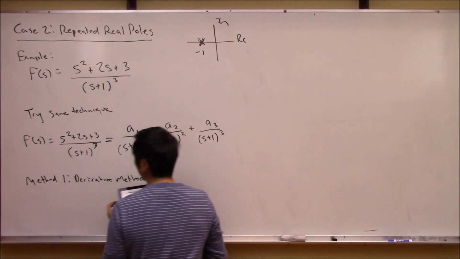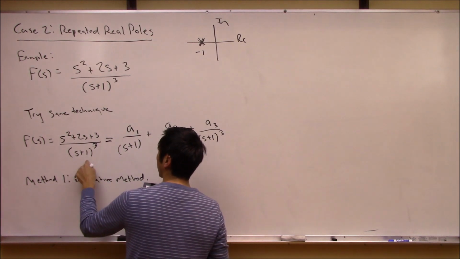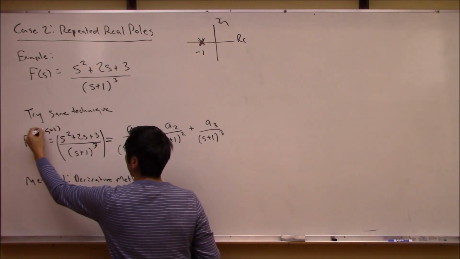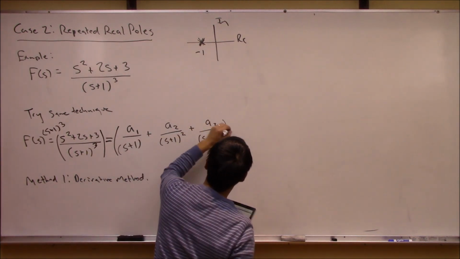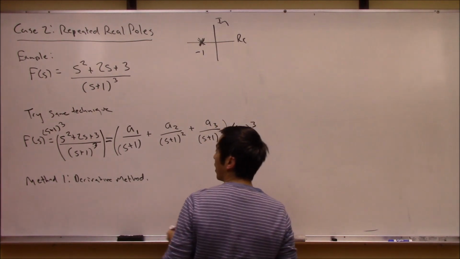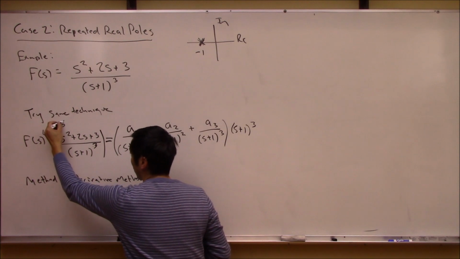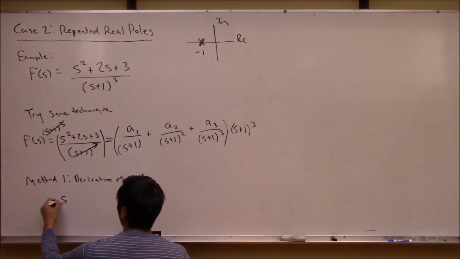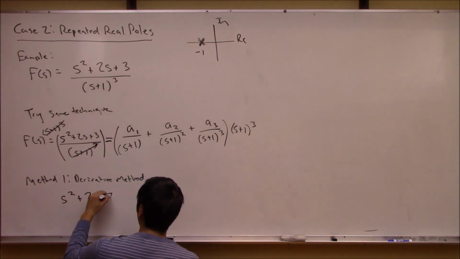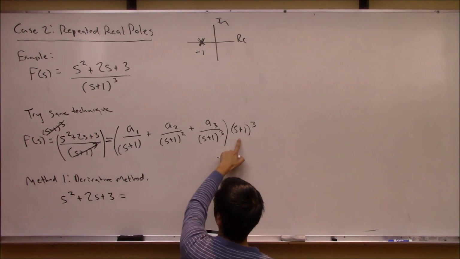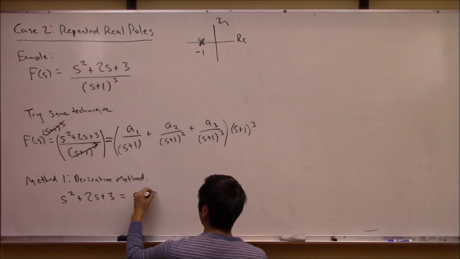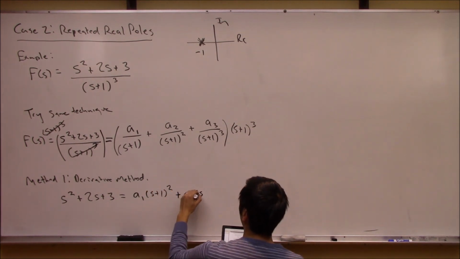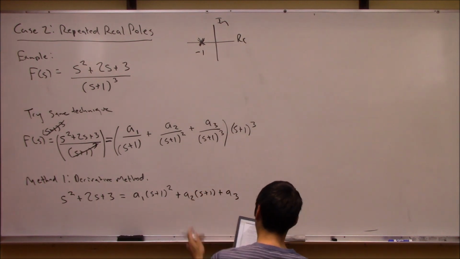Okay, so what we're going to do is multiply both sides by this term s plus 1 cubed. We take the left-hand side, multiply it by s plus 1 cubed, and take the other side and also multiply by s plus 1 cubed. This is nice because this s plus 1 cubed is going to cancel with that entire s plus 1 cubed. So the left-hand side is just s squared plus 2s plus 3, is equal to, and on the right-hand side we're going to be a little bit careful, we end up with a1 times s plus 1 squared plus a2 times s plus 1 plus a3, right?